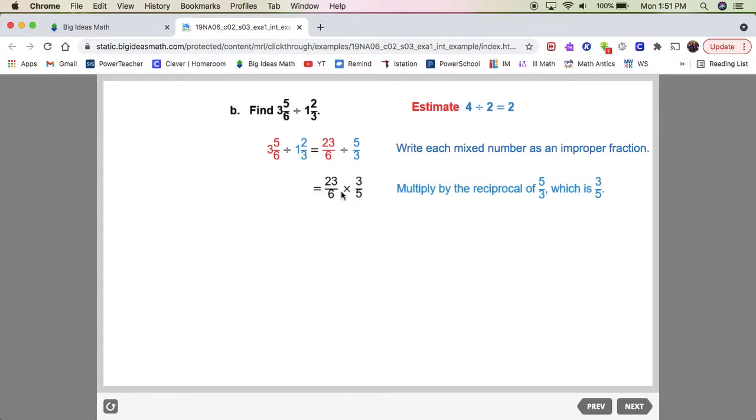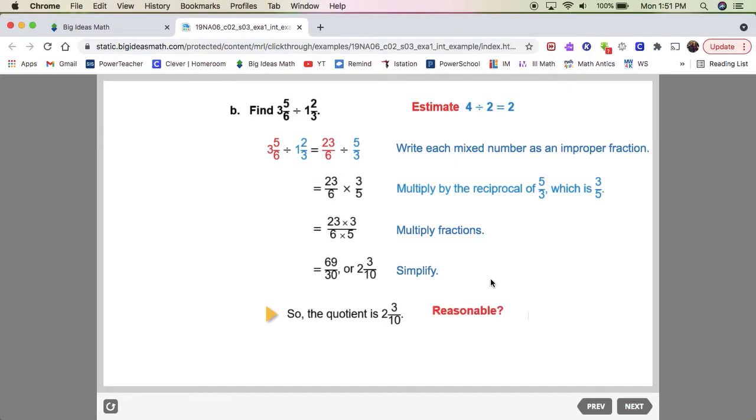These two can simplify if you would like to go ahead and do that. They're both divisible by 3. You would have a 1 here and a 2 here. 23/10. Simplify: 2 3/10. Is our answer reasonable? Well, since this is close to 4 and this is close to 2, 4 divided by 2 is 2, our answer is reasonable because this is very close to 2.